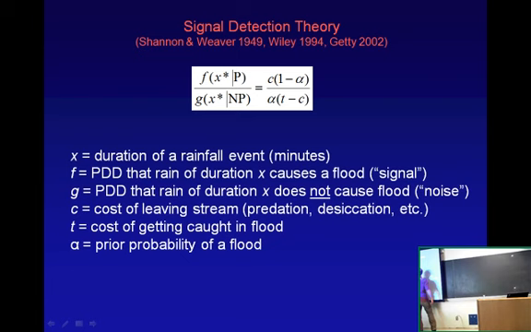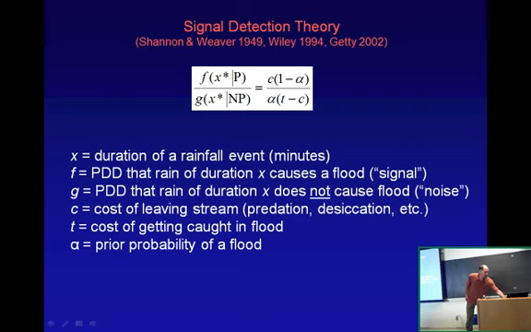Well, that signal-to-noise ratio in the environment, it turns out, is balanced by the other side of the equation, which essentially describes various costs and benefits of doing different behaviors. So C is the cost of leaving a stream. So if you leave a stream, you might get eaten by a bird, or you might not find your way back and dry out. So there's some cost. On the other hand, if you stay, you're going to get caught in a flood. And we know that that cost is somewhere above 95% for most taxa in these streams. And then finally, there's just the prior probability of a flood. Like, how frequent are floods in environments?